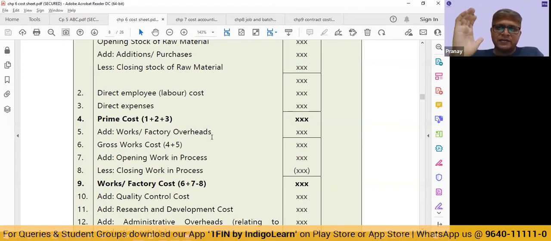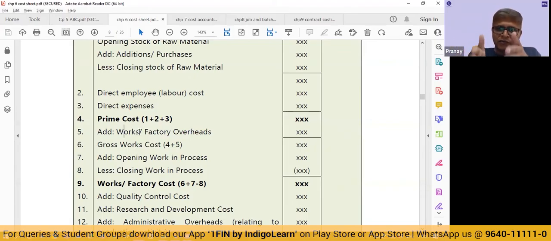So what we are saying is, someone who is involved in the production activity, that cost which cannot be recovered on a per unit basis, let us include it in this step, that is the works cost or factory cost. See, the other name is works. So someone who is working on the manufacturing.